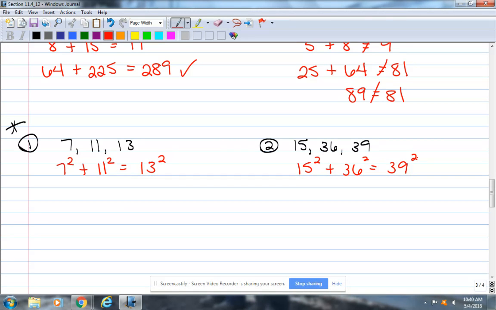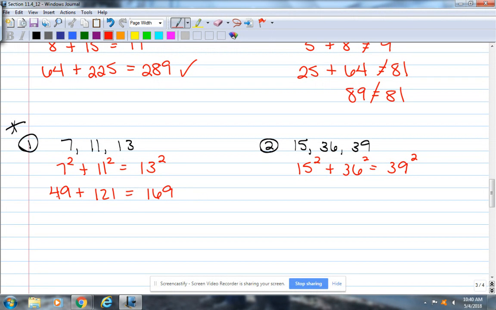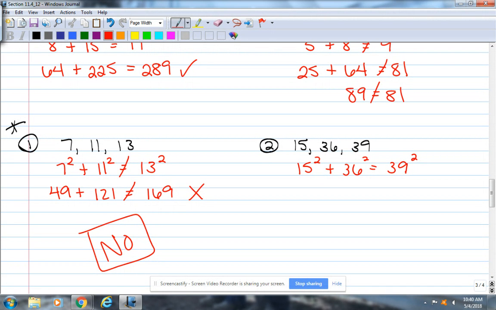All right, y'all help me out. What's 7 squared? 49. What's 11 squared? 121. What's 13 squared? 169. Is that true or false? False, because I am getting like 170, right? So is this one a right triangle? No. Raise your hand if you got no for number 1. Check, no. You are not a right triangle. I like that.